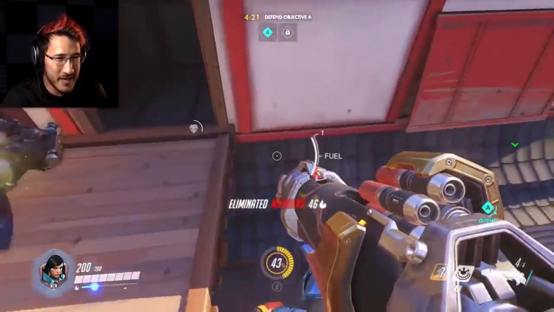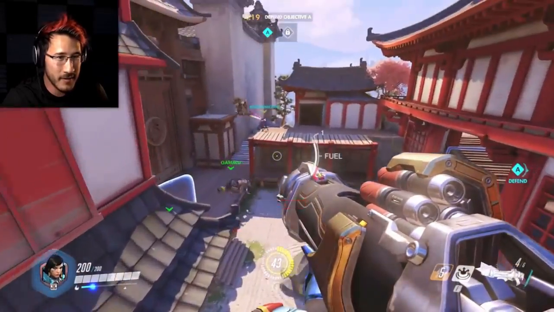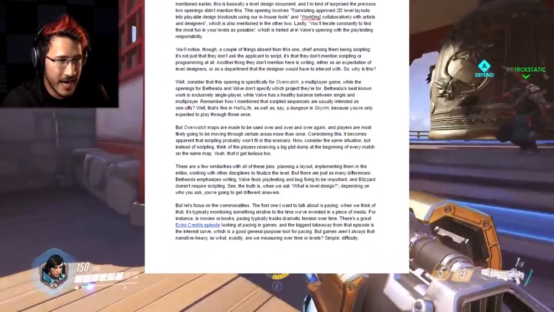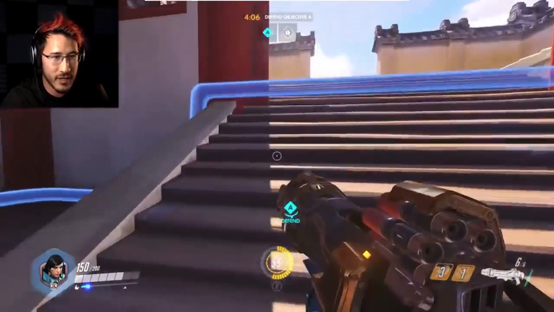Now consider the same situation, but instead of scripting, think of the players receiving a big plot dump at the beginning of every match on the same map. Yeah, that wouldn't be ideal.